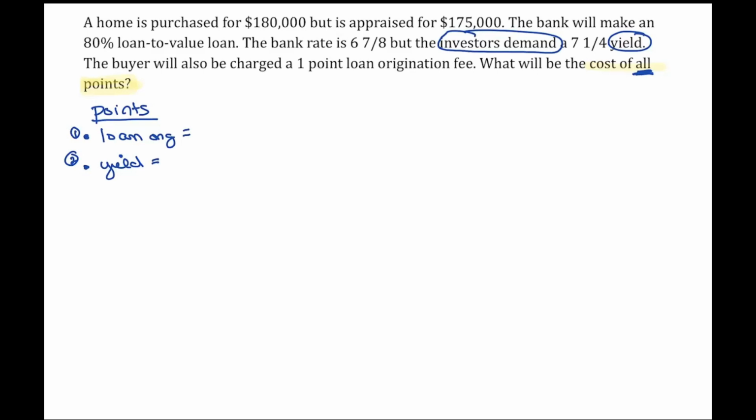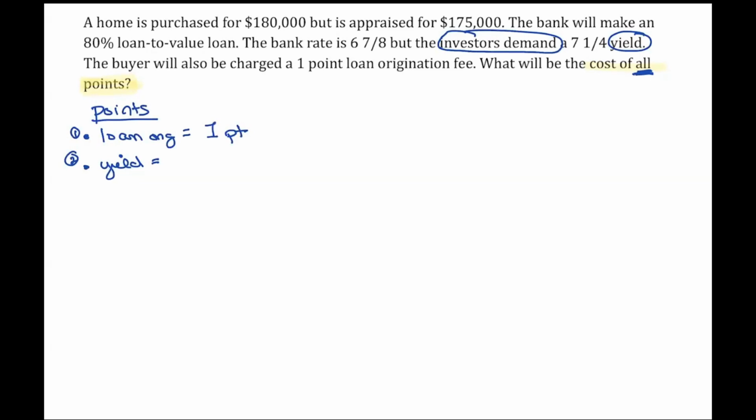The rate is 6 and 7/8. But what are we paying for the loan origination fee? How many points are they charging us for the loan origination fee according to the problem? 1 point. There we go. So we know we're going to have at least 1 point because of our loan origination fee. Does the problem tell us how many points we're going to need to make the investor yield?